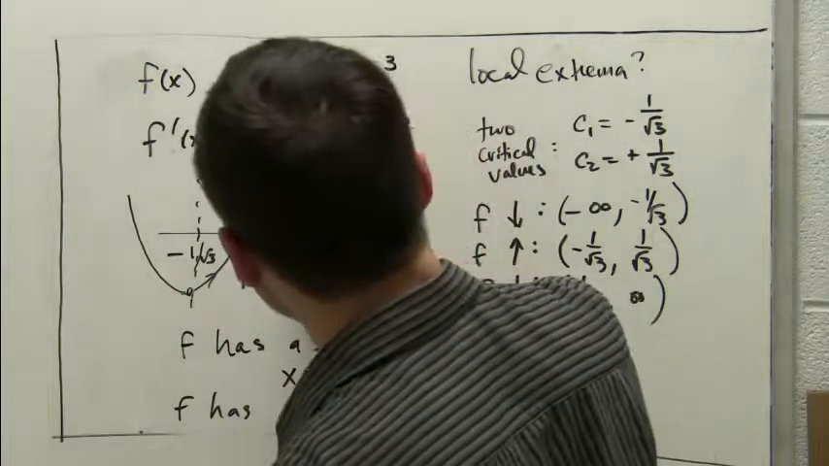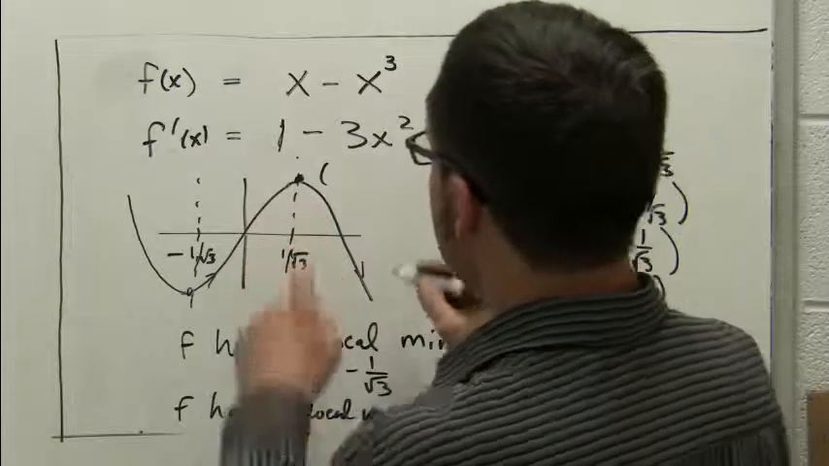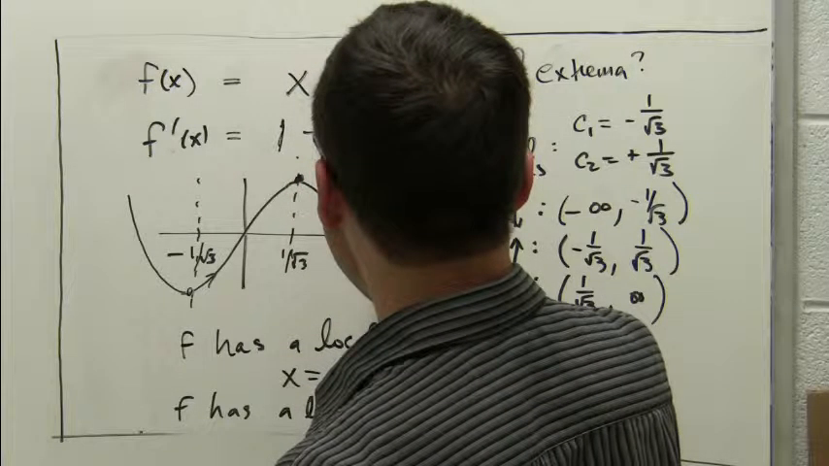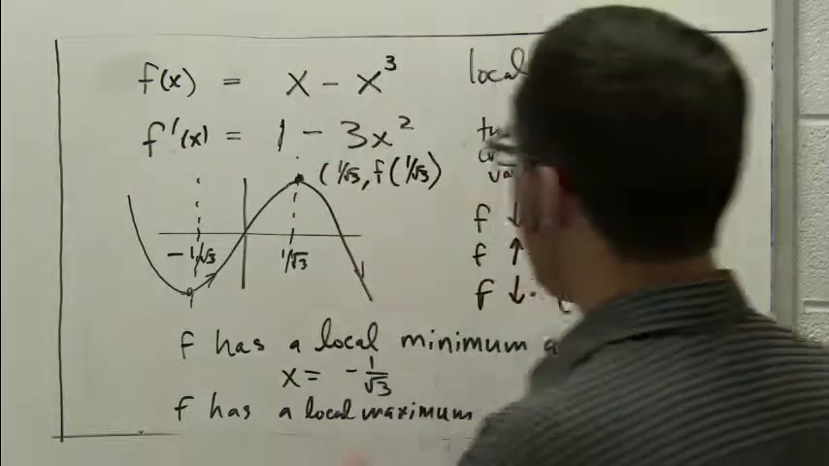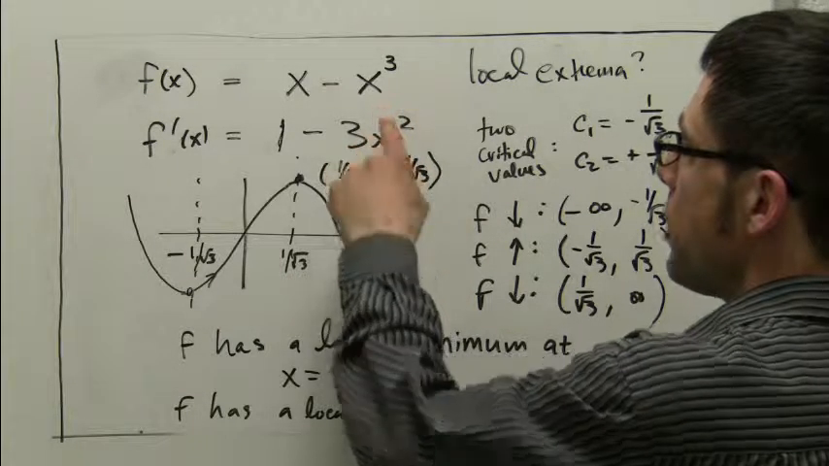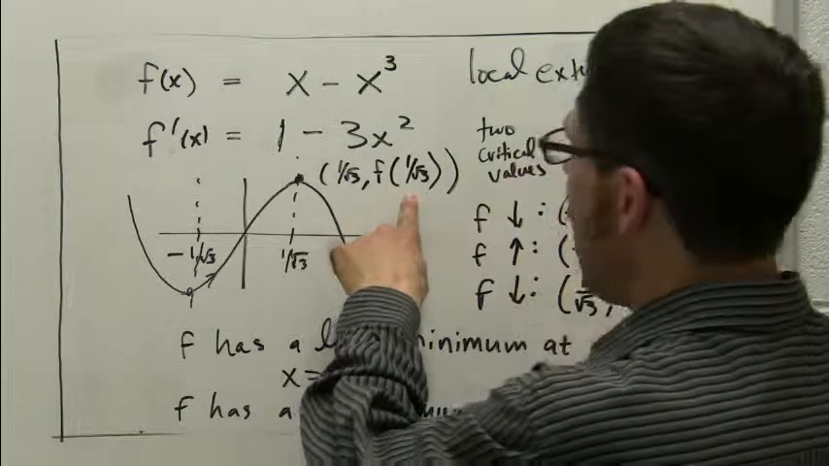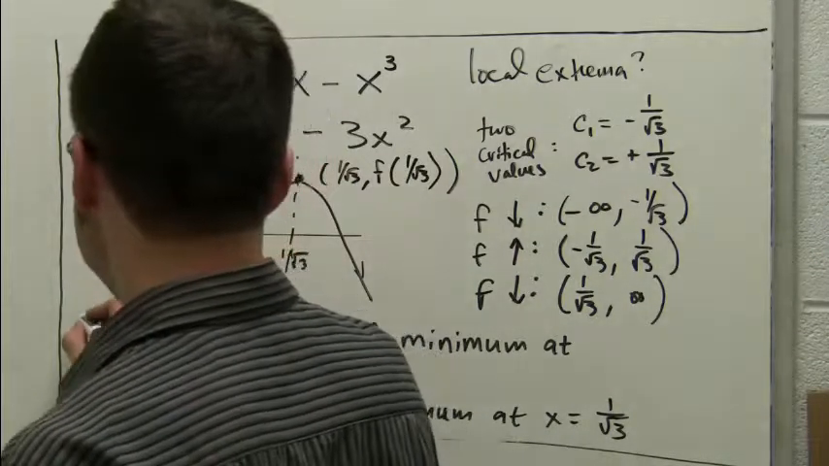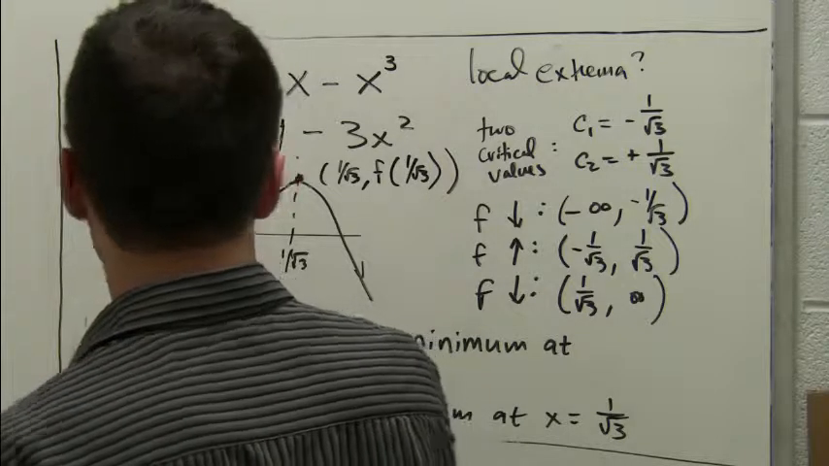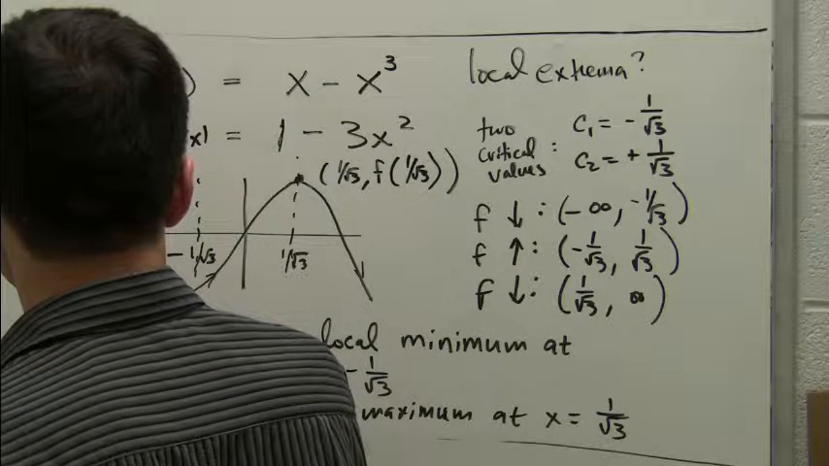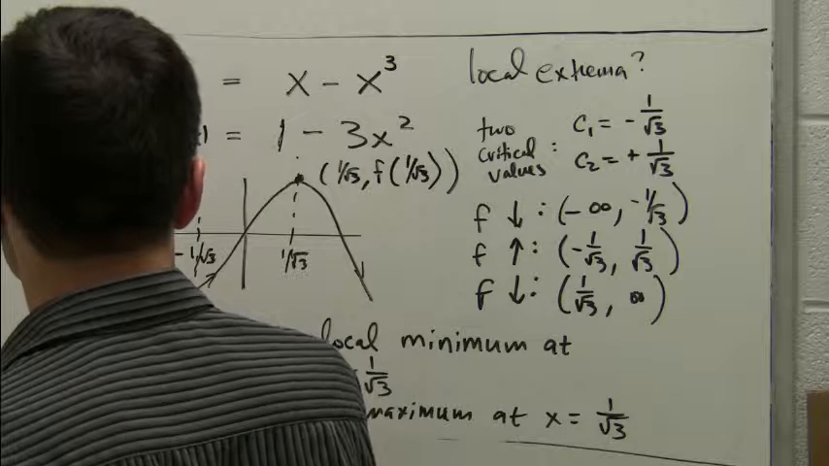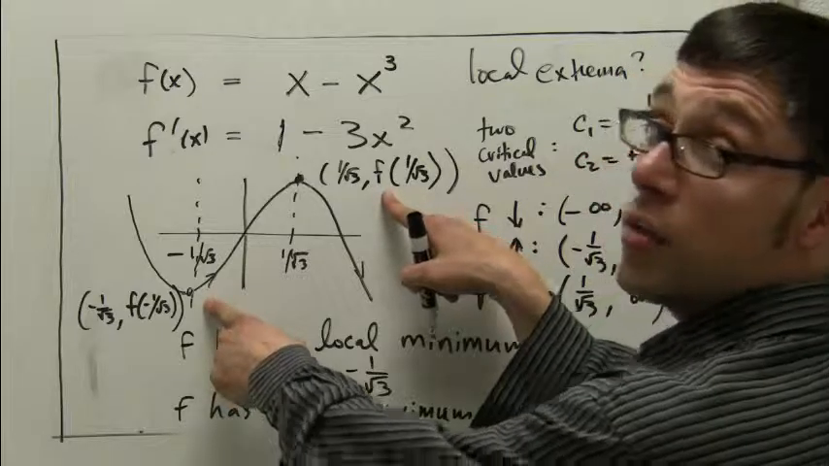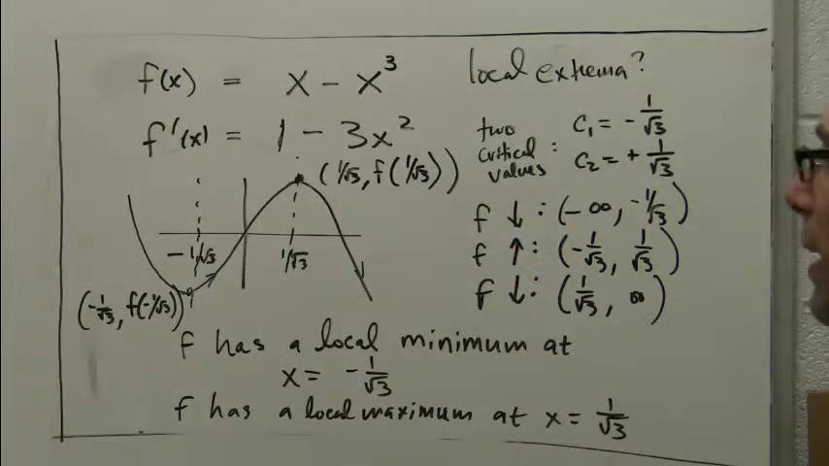Okay? And to find out the location of this value, this has an x coordinate of positive 1 over root 3, but the y value is f of 1 over root 3. So you plug 1 over root 3 into the original function to find out the f value, the y value. So that would be the highest this function gets, and the lowest this function gets is going to be f of negative 1 over root 3. So this is negative 1 over root 3, and f of negative 1 over root 3. Okay, is the location of these two values. Okay, that's the local minimum, local maximum value.